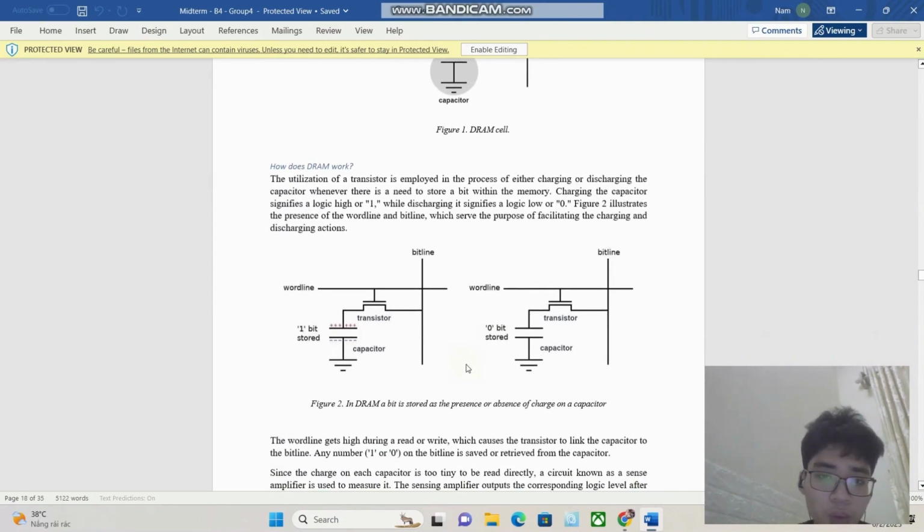And we discuss how DRAM works. A transistor is employed to either charge or discharge the capacitor whenever they need to store a bit within the memory. Charging the capacitor signifies a logic high or 1, while discharging signifies a logic low or 0. Figure 2 illustrates the word line and bit line, which serve the purpose of facilitating the charging and discharging action.